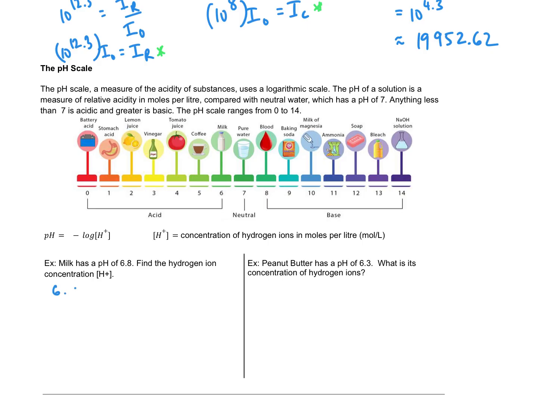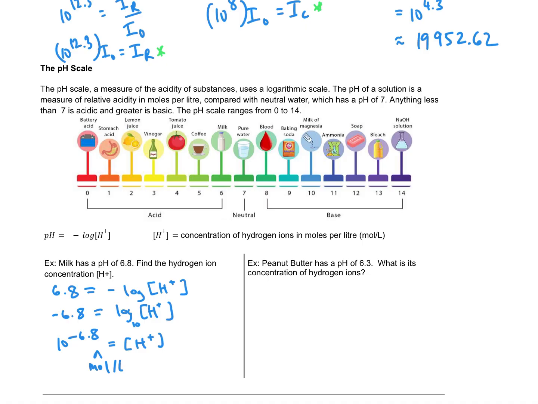So 6.8 is equal to negative log of that concentration. We have to divide both sides by that -1 first. And then we can convert into exponential form. So invisible base there, 10 to the -6.8 is the hydrogen ion concentration. And because I don't really have space for my therefore statement, I'm just going to put my units right underneath here, moles per liter. So therefore, the hydrogen ion concentration of milk is 10 to the power of -6.8 moles per liter.